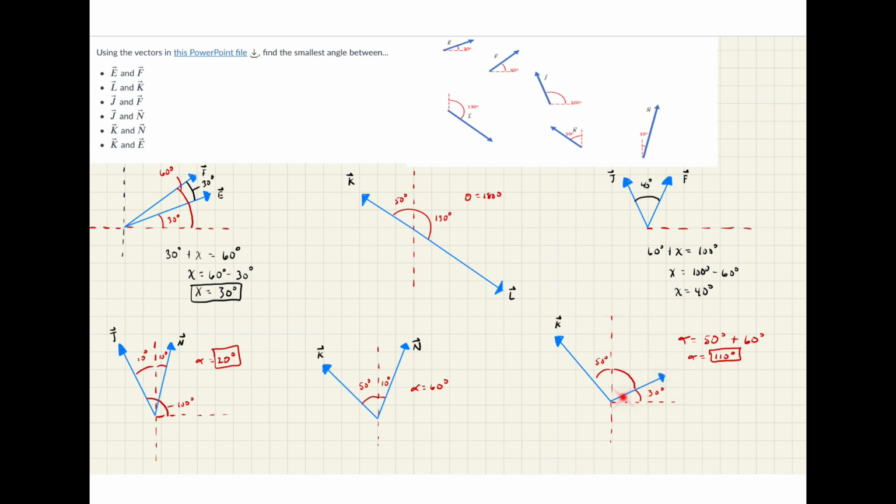So we know that the positive vertical axis and positive horizontal axis form 90 degrees. So you can subtract 30 degrees, which leaves a remaining 60 degrees. Combining those two angles gives us 110 degrees. The smallest angle between these two would be 110 degrees.